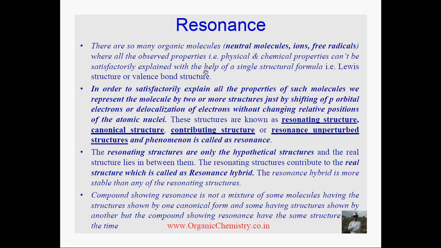The next important part of the electronic effect is resonance. There are many organic molecules, maybe neutral molecules, ions, or free radicals, where all the observed properties, that is physical and chemical properties, cannot be satisfactorily explained with the help of a single structural formula, that is the Lewis structure or the valence bond structure. In order to satisfactorily explain all the properties of such molecules, we represent the molecule by 2 or more structures just by shifting of pi orbital electrons or delocalization of electrons without changing the relative positions.